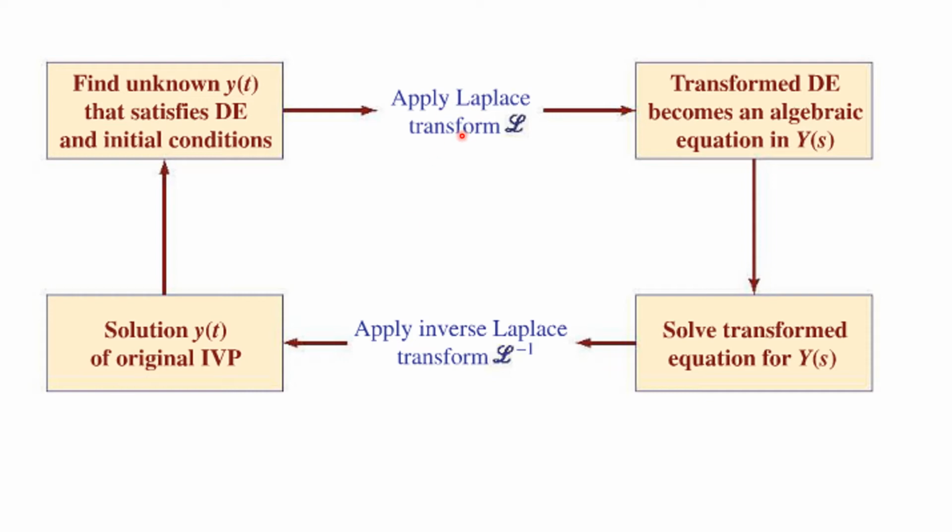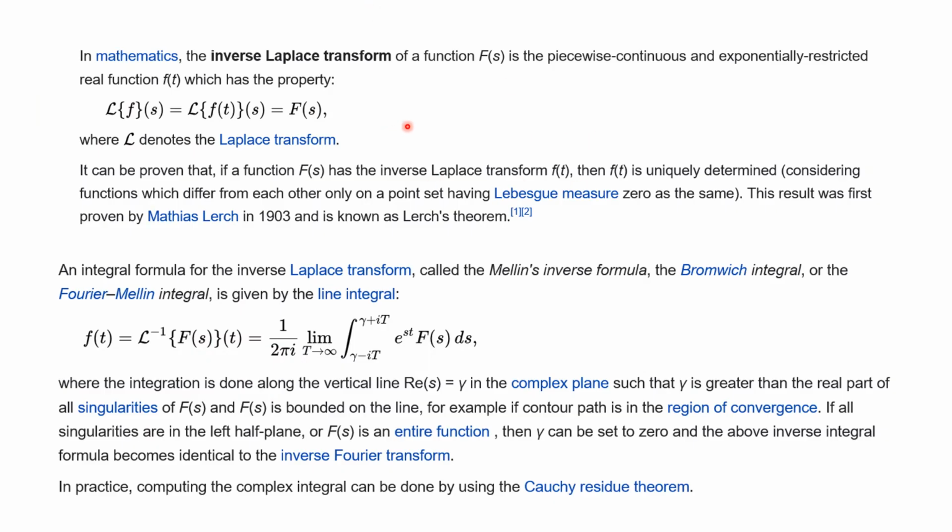Previously, we talked about this. Today, we're talking about this, and you know all about algebra. Now, in mathematics, the inverse Laplace transform of a function capital F of s is a piecewise continuous and exponentially restricted real function lowercase f of t, which has the property that when you take the Laplace transform of lowercase f of t, you get capital F of s. It was proven, this is called Lerch's theorem, that if a function capital F of s has the Laplace transform f of t, then f of t is uniquely determined, except on a set having Lebesgue measure 0.